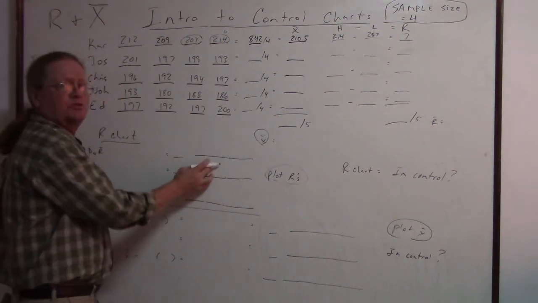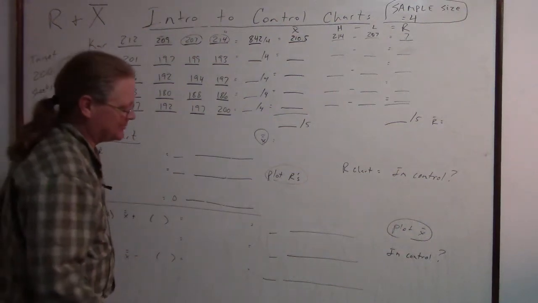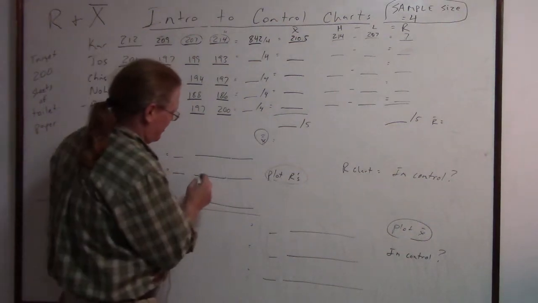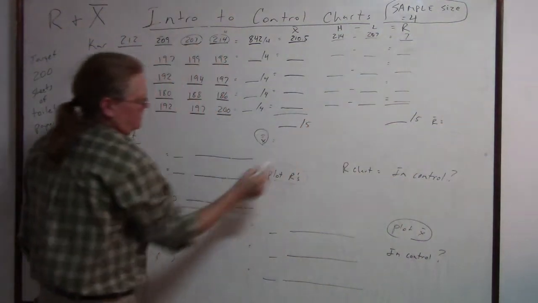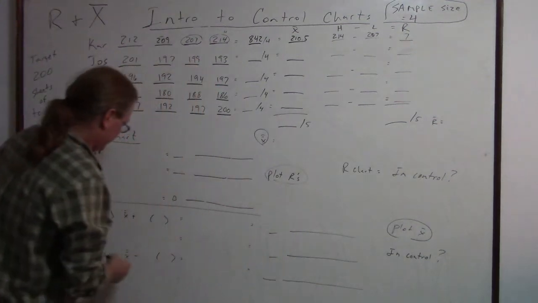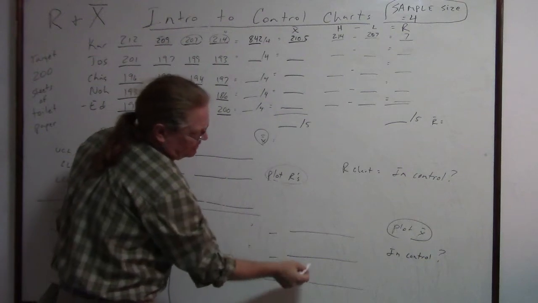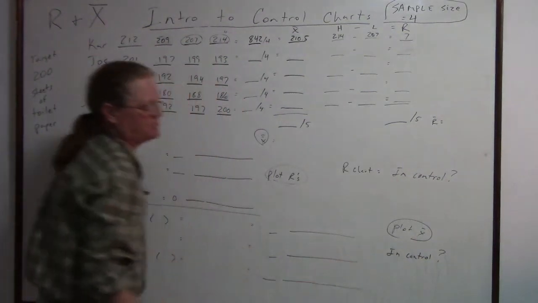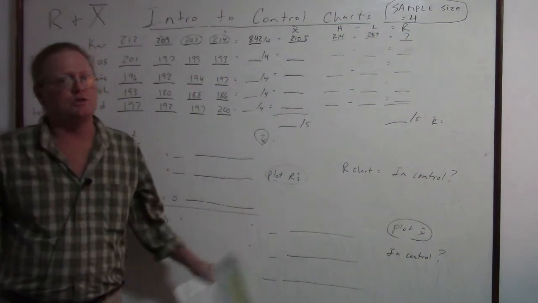This has to be in control before we move here. Hopefully nothing goes wrong this time. And if they all go, we plot the R's right here. And if they all fit in here, we're in control. Down here, we're gonna plot the X bars. And if they're all in there, it should be in control. If everything is in control, that's as good as we can do.